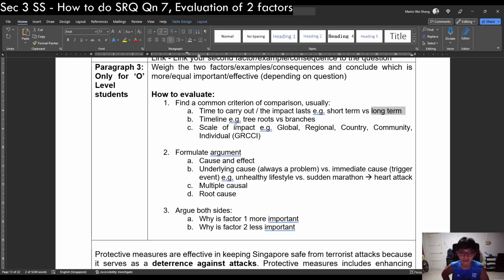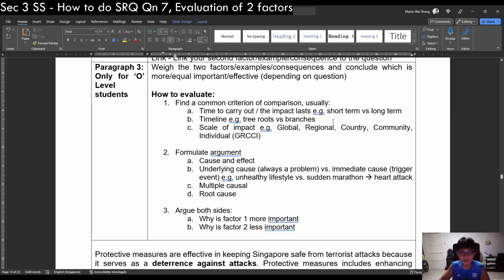And finally, we look at the scale of impact. For the scale of impact, we are looking at the different levels at which the factors may occur. Starting from big to small, it could be at the global scale, the regional scale, the country scale, community, and finally individual. So this is your GRCCI: global, regional, country, community, and finally individual.